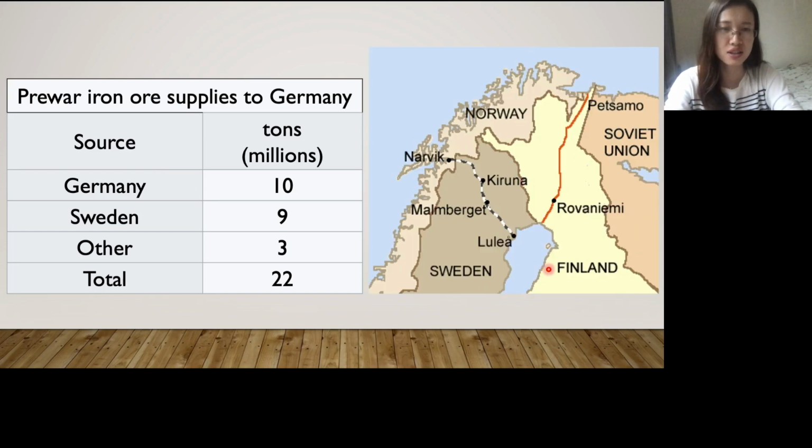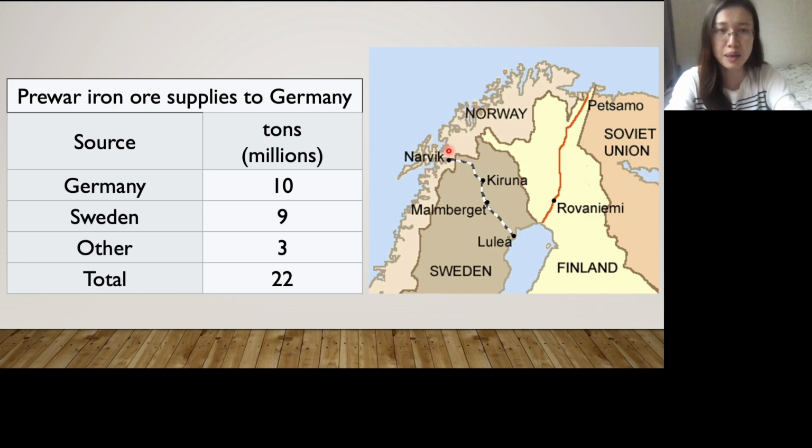So you can see this is Sweden, this is Norway, and here should be Denmark, right? You can see in this map, Kiruna and Malmberget, these two places were where the iron ore was extracted, and after extraction the iron ore would be sent to a rail line, and then the rail line links to Narvik and Luleå. These two places were the ports where they transported the iron ore back to Germany.